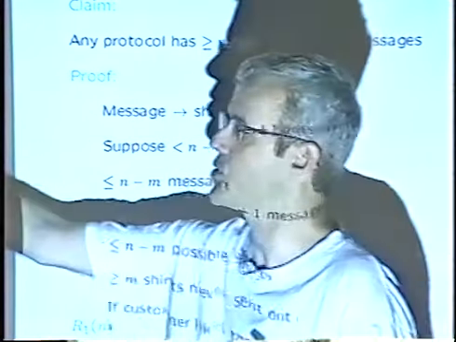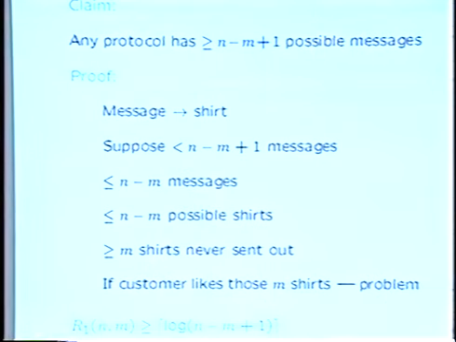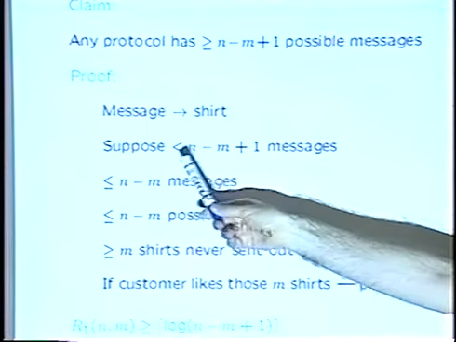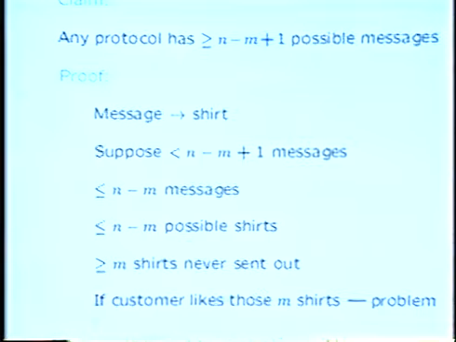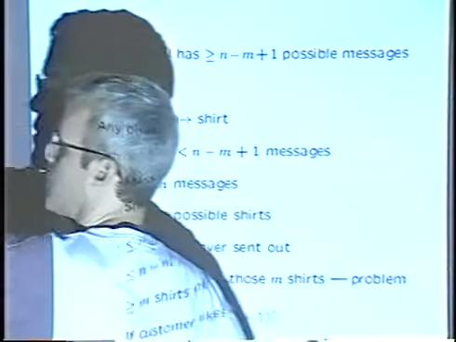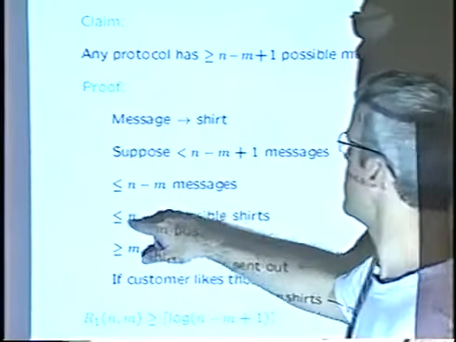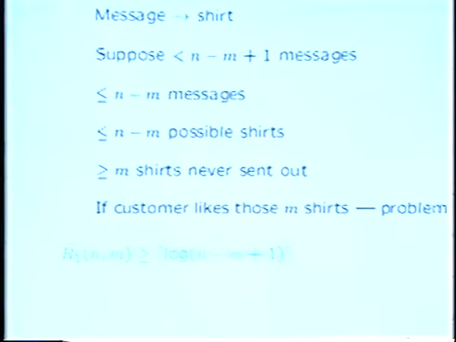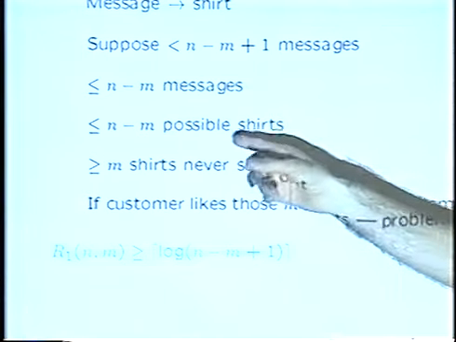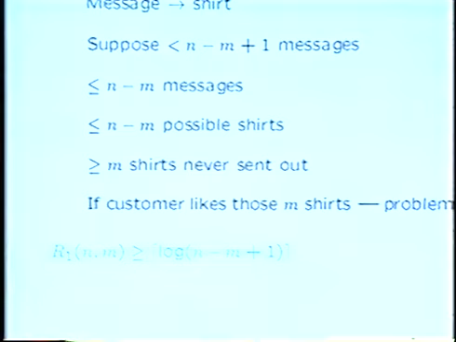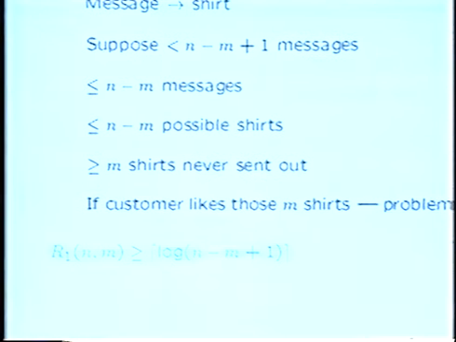That you'll get in the mail, right? If I hear 0 and 1, I'm just going to send you whatever we agreed on, so shirt number 7. Now suppose that there are strictly less than n minus m plus 1 messages that I can possibly send. For example, here there are 3 messages that I could send. Namely, they are less than or equal to n minus m messages, because it's an integer, right? That means that the number of shirts that you could possibly get is at most n minus m, right? But that means that if the shirts that you like are the remaining m, you'll never get one of those.